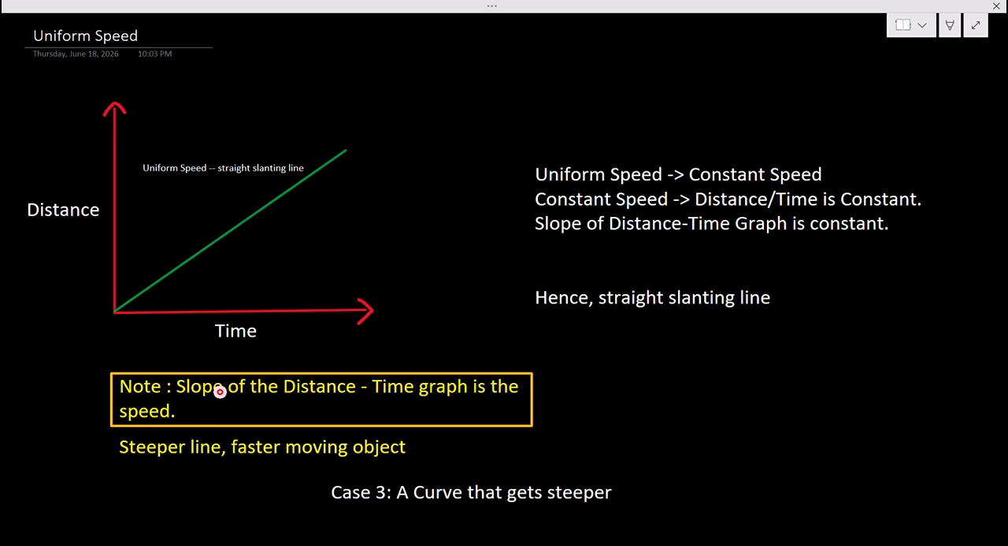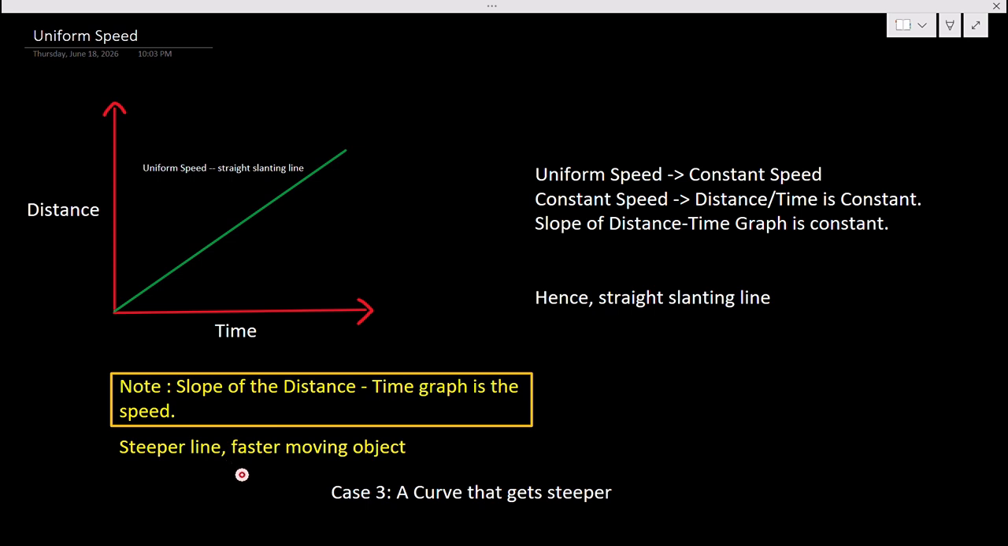The steeper the line, the faster the object is moving, because a steeper line means the slope is more. You're covering more distance in the same amount of time. So the steeper the line, the more the slope. More slope means distance over time is more, which means the speed is more. So the object is moving faster, right?